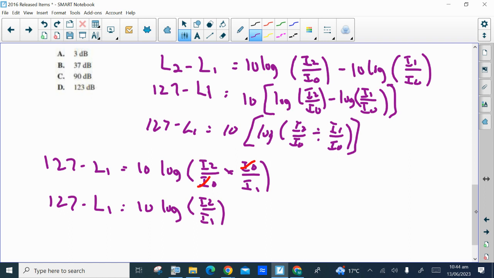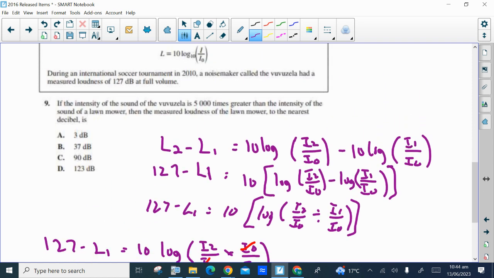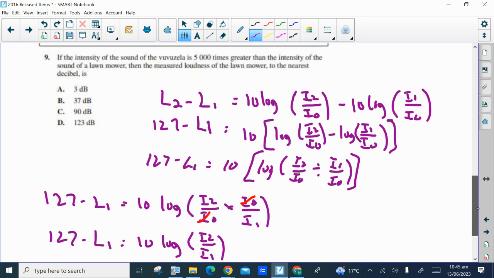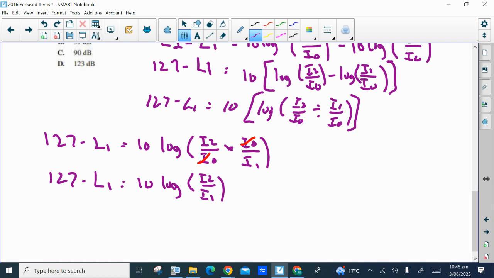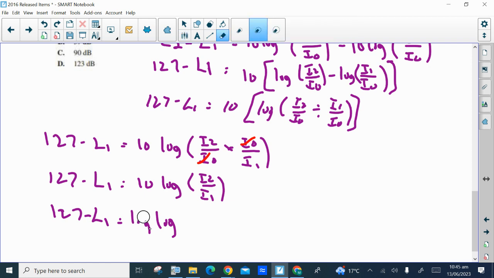And we are told that the sound of the vuvuzela is 5,000 times greater than the sound of the lawnmower. So that number, 5,000, represents I sub 2 over I sub 1. It's how much more intense one is compared to the other. So that 5,000 represents I sub 2 divided by I sub 1. Whoops, try that again. That should be 10 log 5,000.